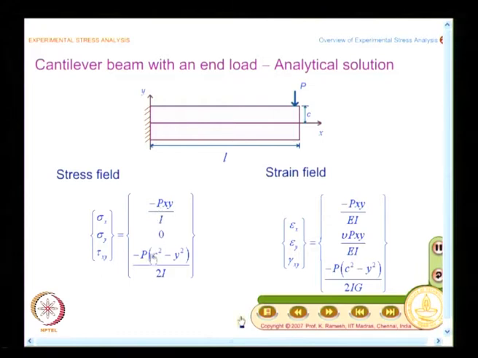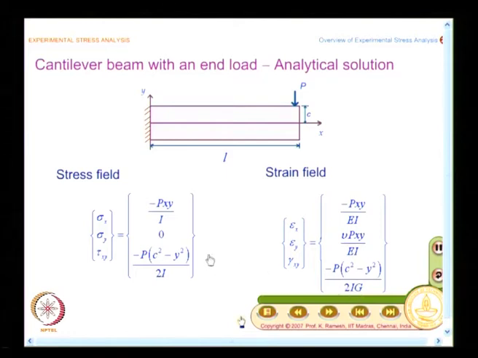This is fairly straightforward, and you have a solution from strength of materials. What you may not have done is calculate the strains, and the strain field looks like this. I have epsilon x equals minus P x y divided by E I, epsilon y is nu times P x y divided by E I, and gamma xy is minus P times c squared minus y squared divided by 2 I G.